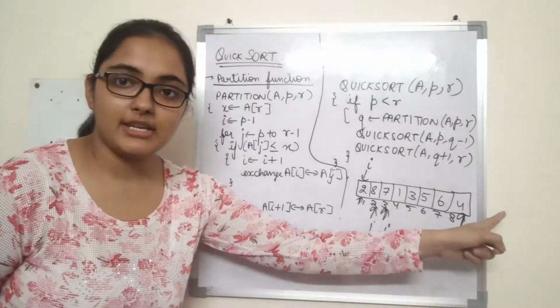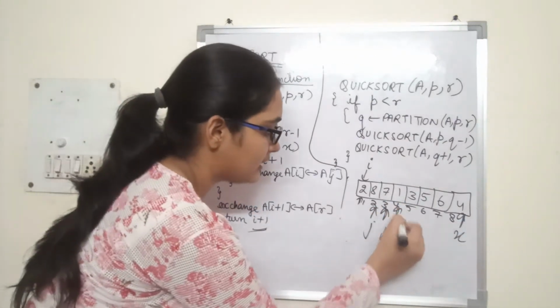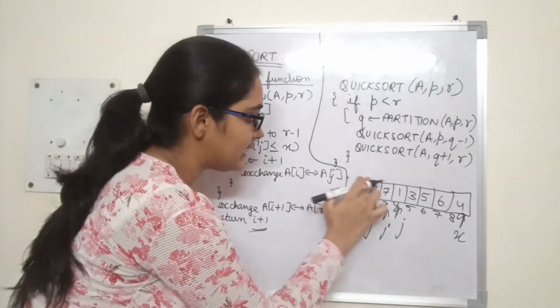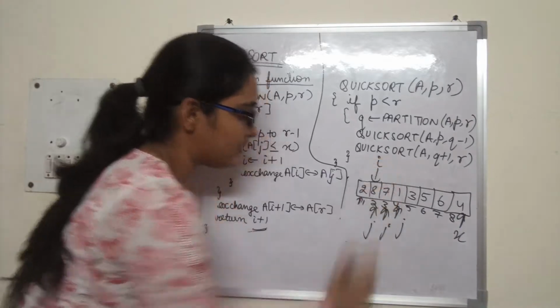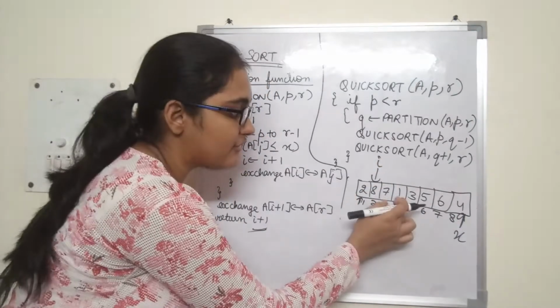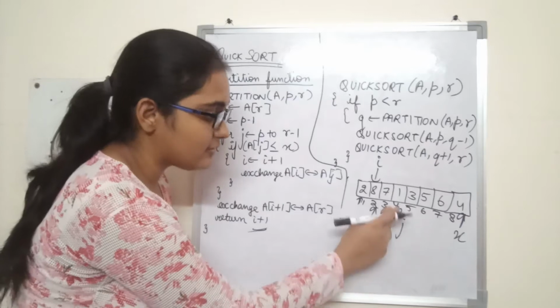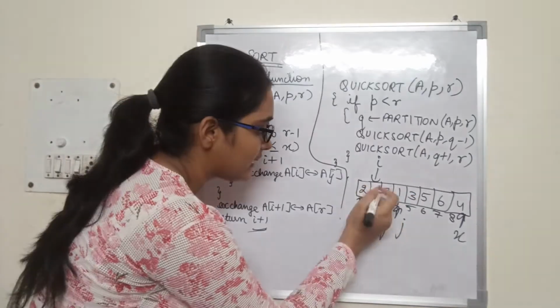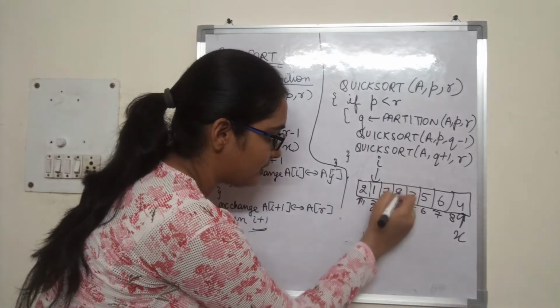So is 7 less than or equal to 4? No. So j will increment. Is 1 less than or equal to 4? True. What will happen? i will be incremented and A of i and A of j will be exchanged. So A of j is 1. Why? Because j points to 4 currently, right? So 1 and 8 will be exchanged. 1 will be present here, 8 will be present here.